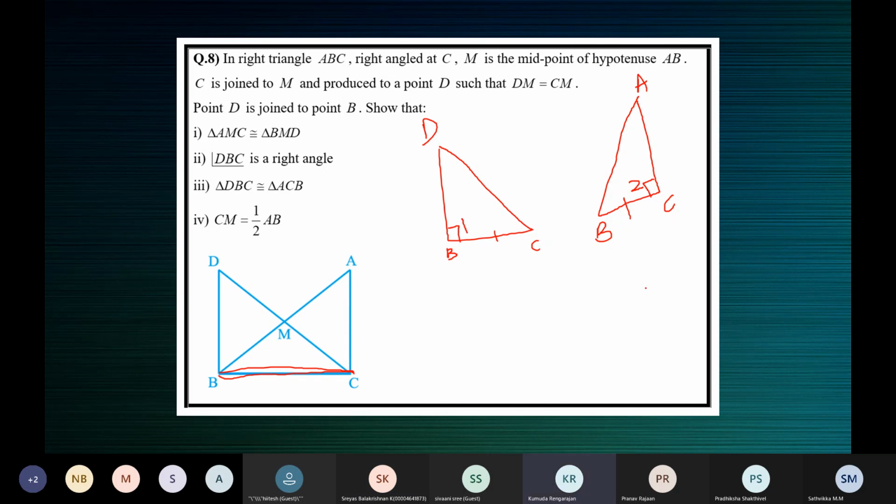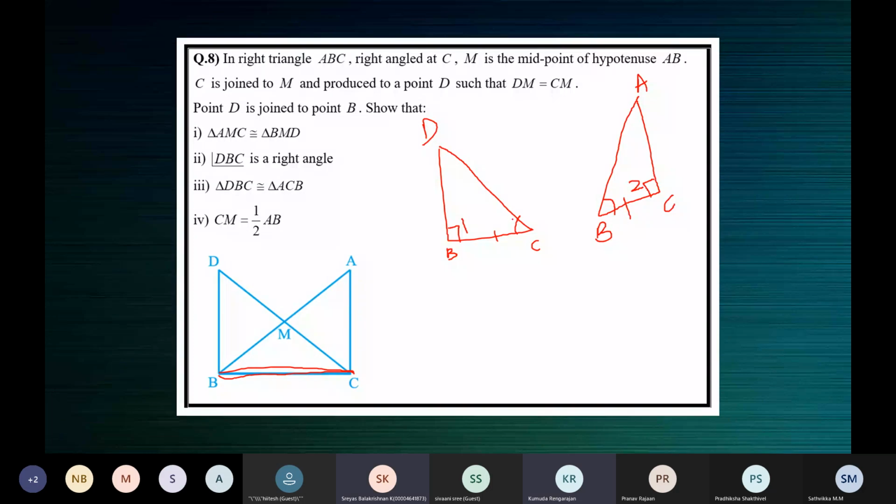ASA. For that, you have to show that these two angles are equal. If you want to use ASA, then you have to show that this angle is equal to this angle. Only then it will make ASA. Angle, side, angle.